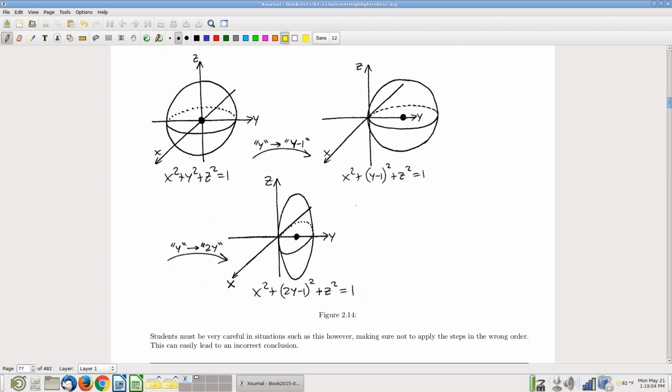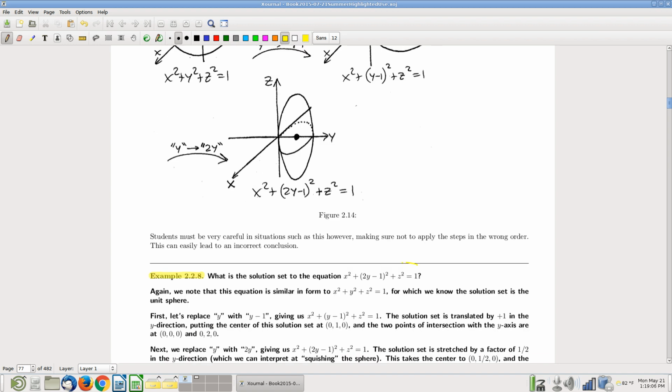Where's my? Here it is. Suppose I want to understand. I'm in yellow again. I want to understand this equation: x squared plus (2y minus 1) quantity squared plus z squared equals 1. So this is an equation of what surface? How am I going to figure out what surface this is?